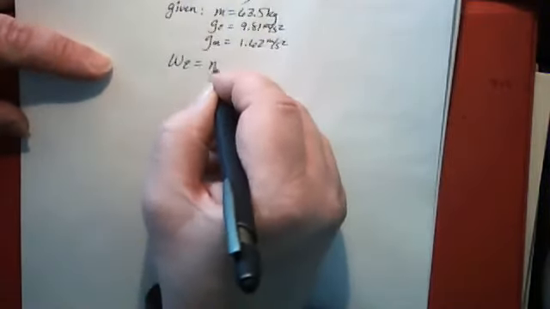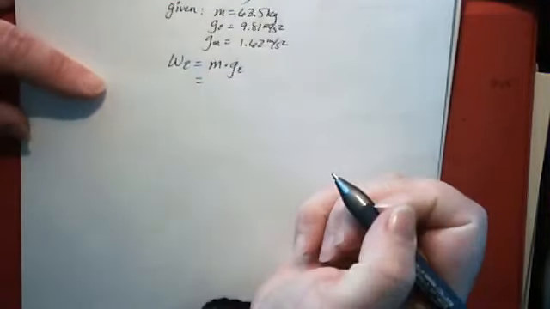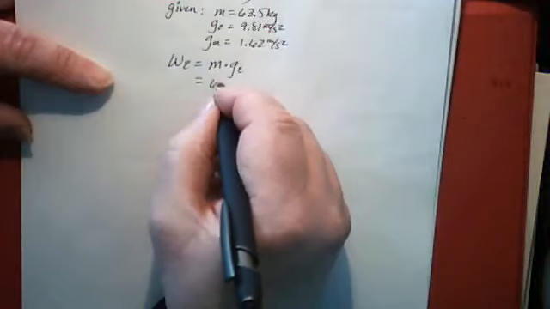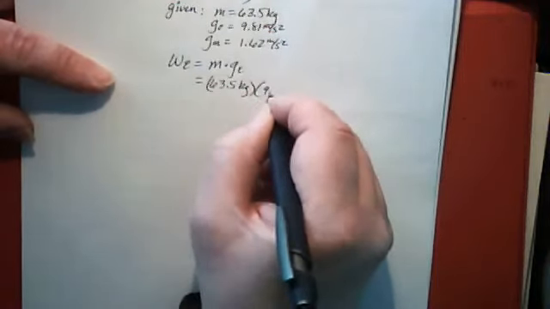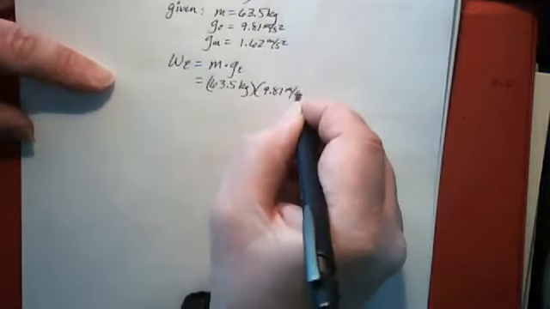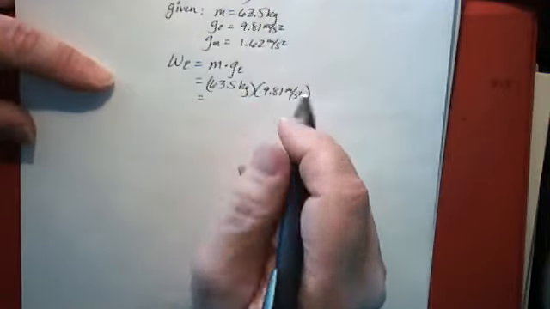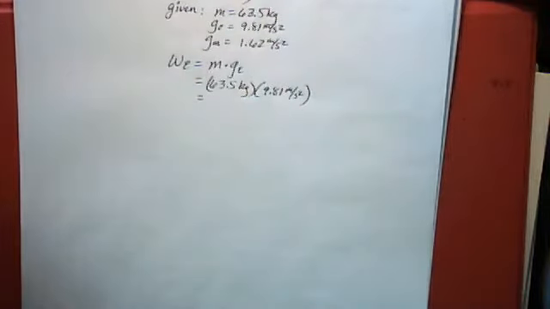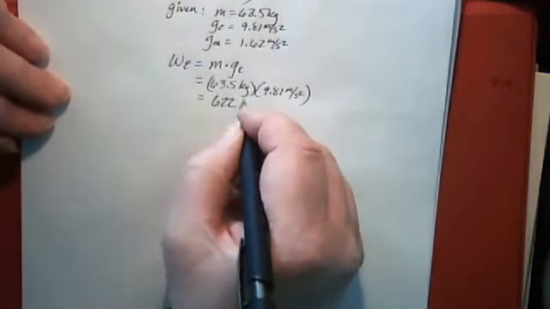Weight on the Earth is going to be mass times the gravity on Earth, and that's going to be 63.5 kilograms times 9.81 meters per second squared. And that's going to be, to the proper number of significant figures, 622 newtons.